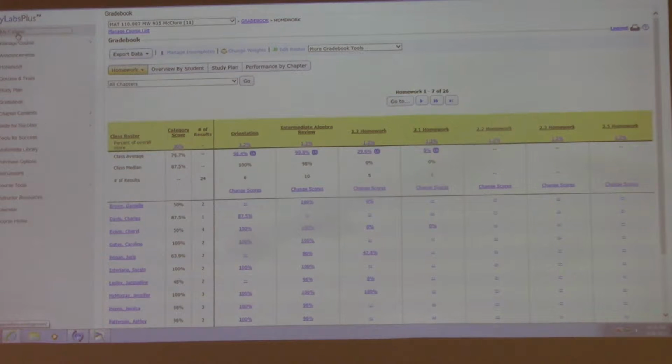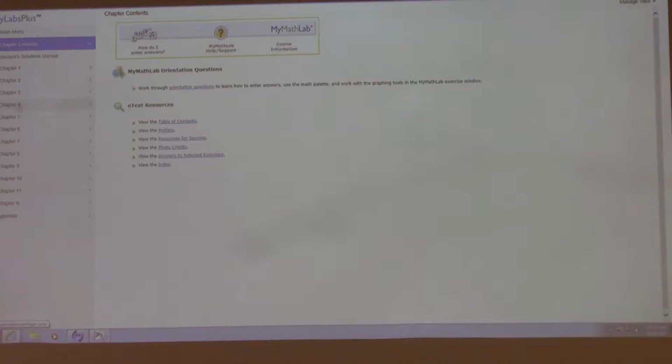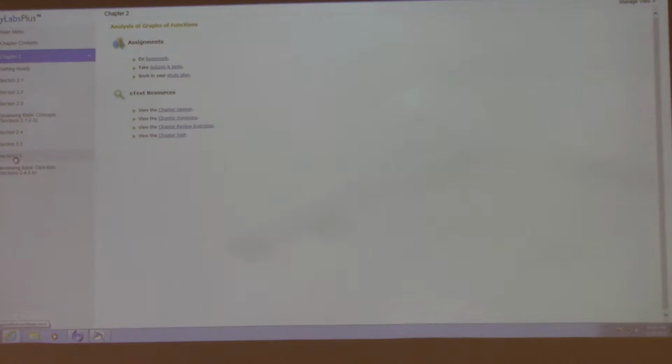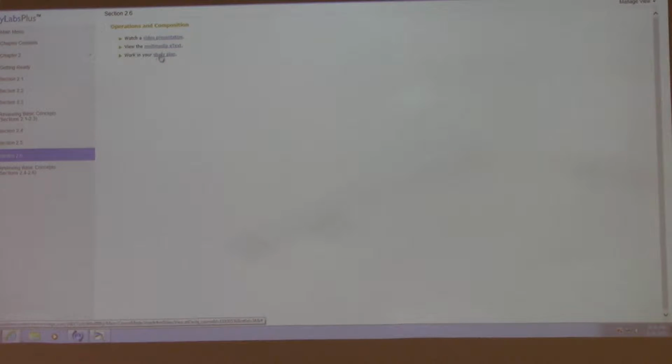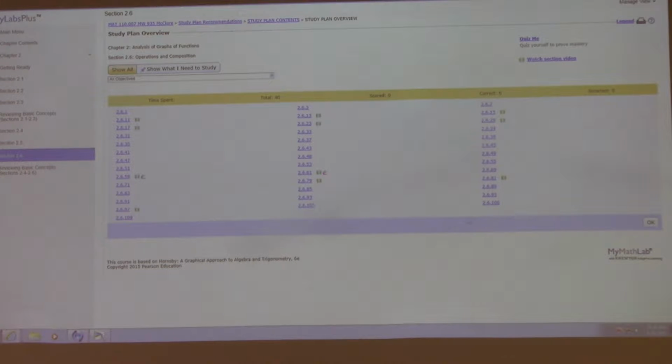I'm trying. Let's see. I guess it would be called Chapter Contents, 2.6 and Study Plan. Study Plan is just a way to do extra problems and not have to worry about your grade. It's not homework, it's just extra problems. It's under Chapter Contents. Go to the chapter section.